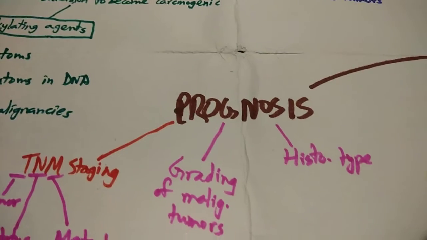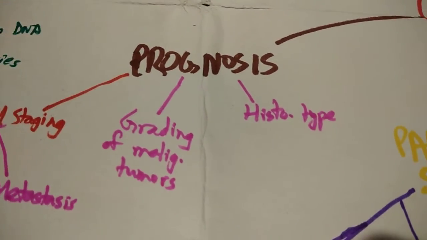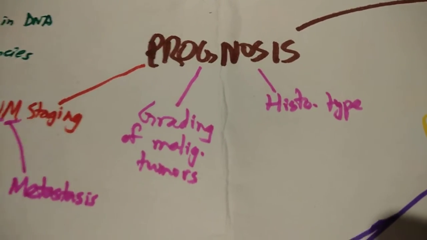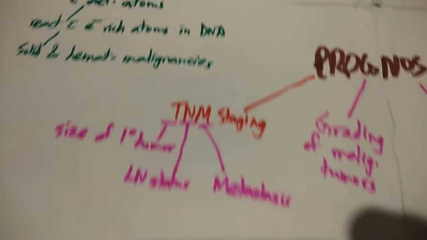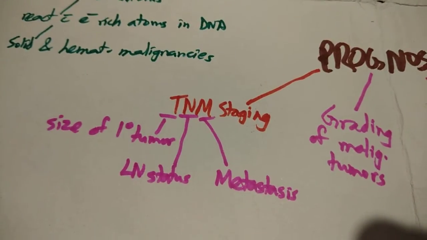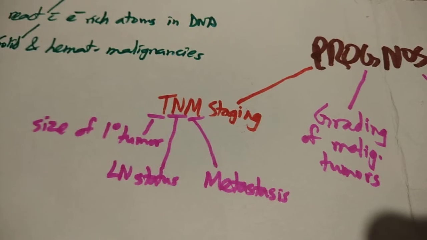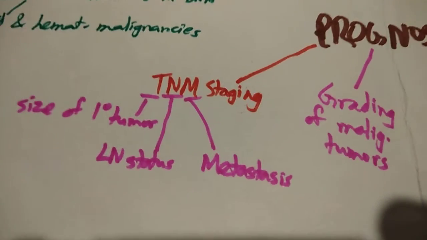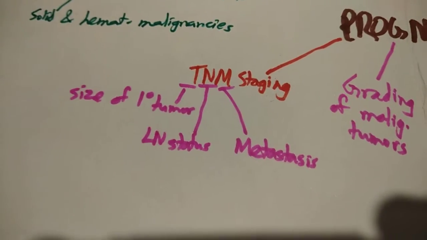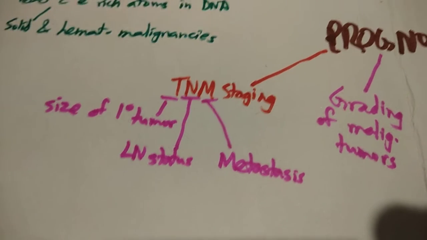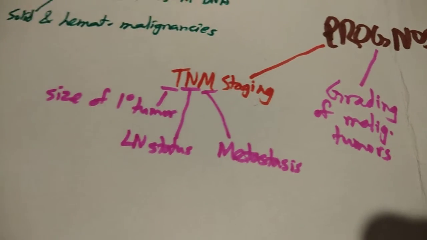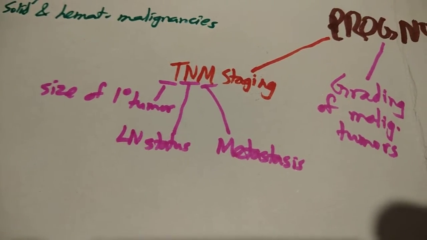Now let's look at the prognosis. This is most important when you're dealing with cancer. When you're looking at the histological type, you have to grade the malignant tumors using TNM staging. This is most commonly used, and it's used for different types of cancers, for example breast and thyroid.